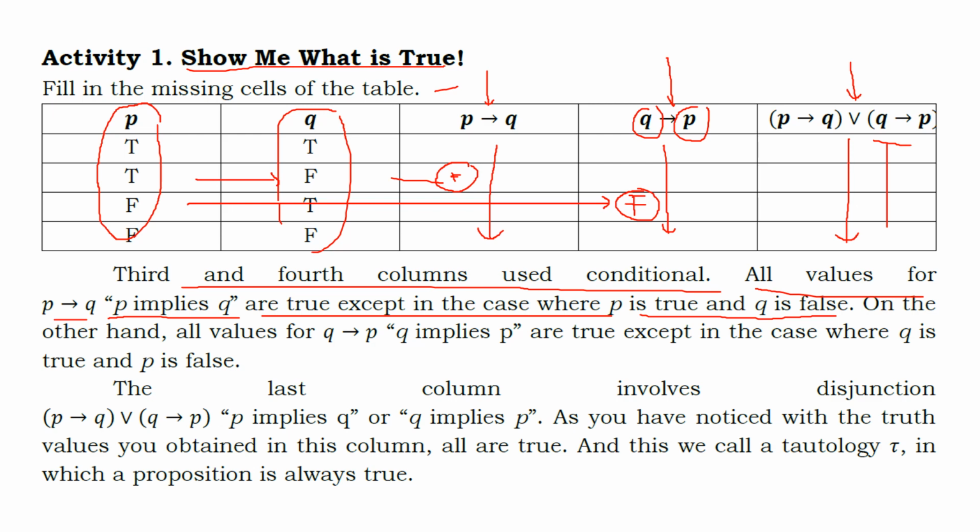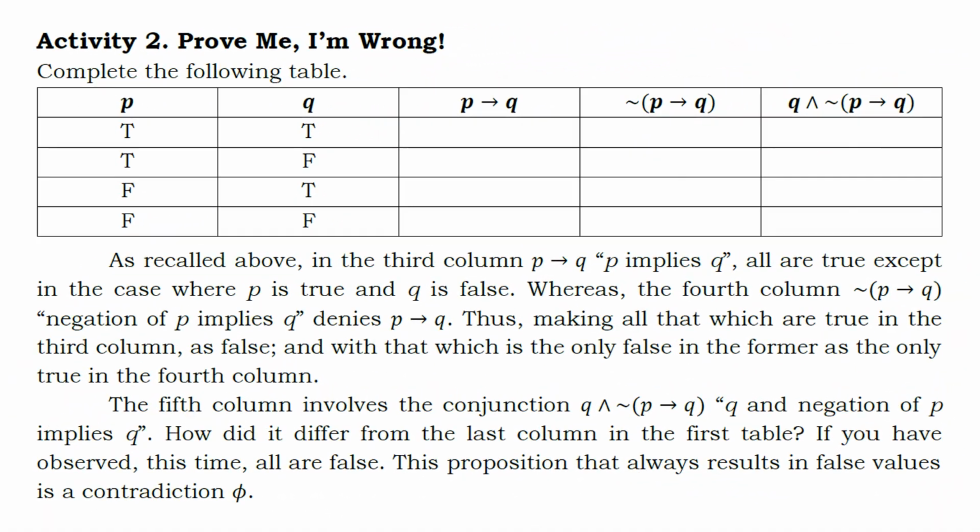So let's move on to our next activity. Activity 2: Prove me I'm wrong. We're asked to complete the table, as you can see below. There's a P and Q proposition, and there are truth values under your P and Q propositions from your first column and your second column here.